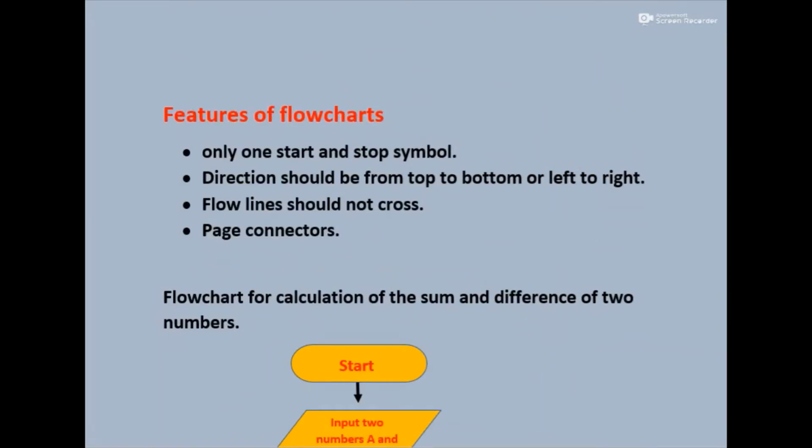The next topic is features of a flowchart. A flowchart should have only one start and stop symbol, which means a flowchart cannot contain multiple start and stop symbols. The general direction of flow in any flowchart should be from top to bottom or left to right. The flow lines should not cross each other.